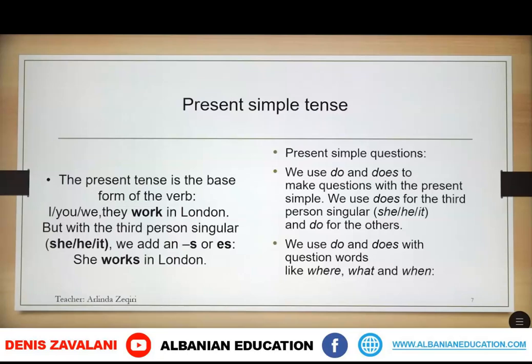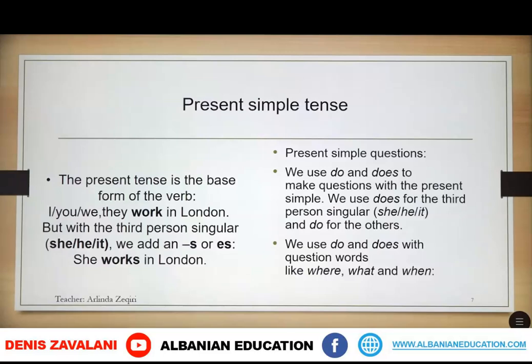We use present simple tense to talk about truth and facts. We form present simple with the base form of the verb. So the verb doesn't change in first person singular and in plural. For example, I work in London, you work in London, they work in London. But when we talk about the third person singular, we add s or es to the verb. For example, she works in London.